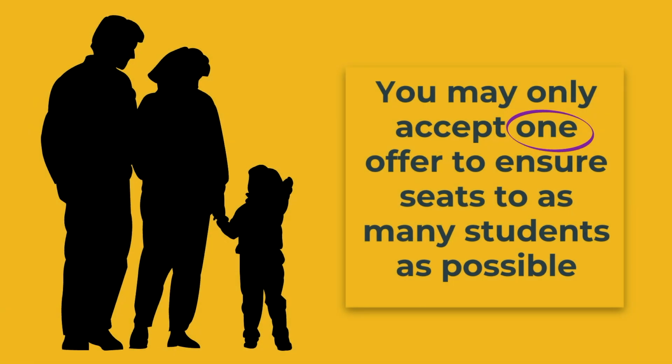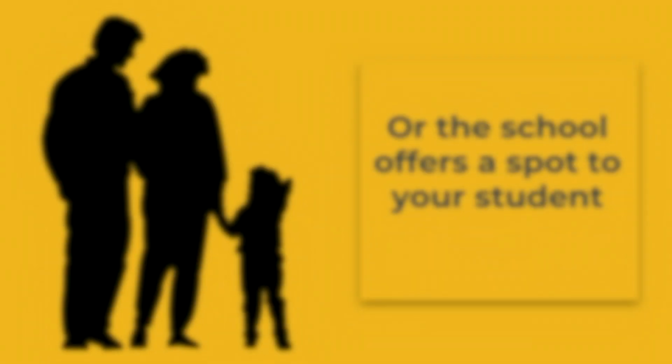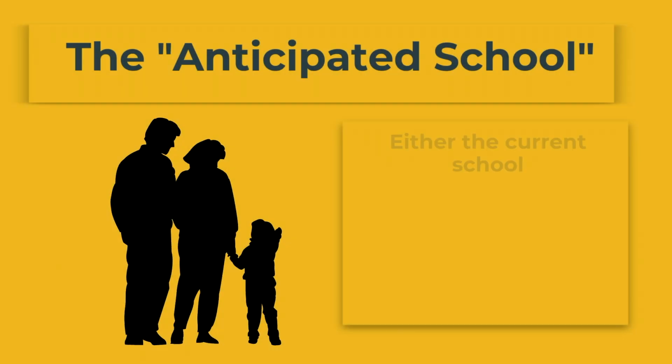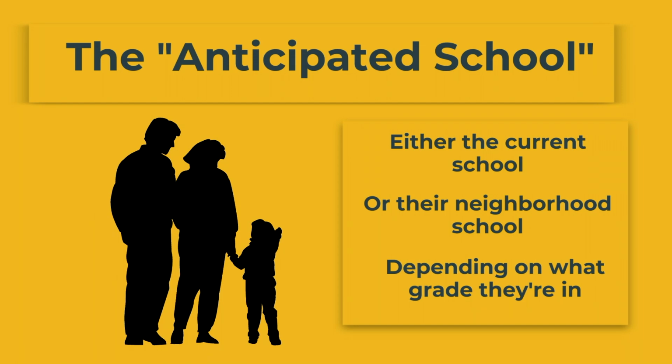Please know that you may only accept one offer to ensure we can give seats to as many students as possible. If your child has been waitlisted, he or she will remain on that wait list until one of two things happen. Either you remove their name from the list or the school offers a spot to your student. If your student is waitlisted at all the schools to which you applied, the EnrollJeffco team will go ahead and enroll him or her at their anticipated school. Their anticipated school is either their current school or their neighborhood school, depending on what grade they're in. You do not need to do anything further.